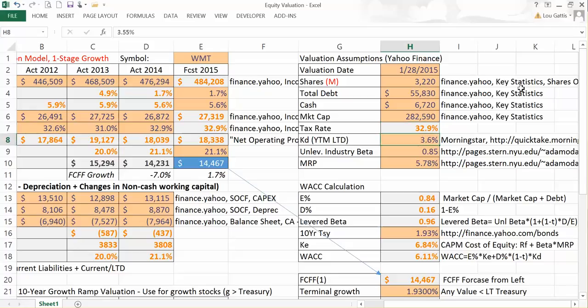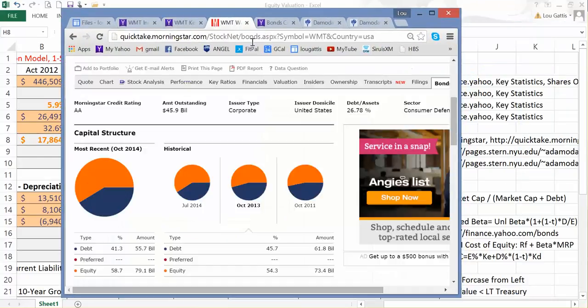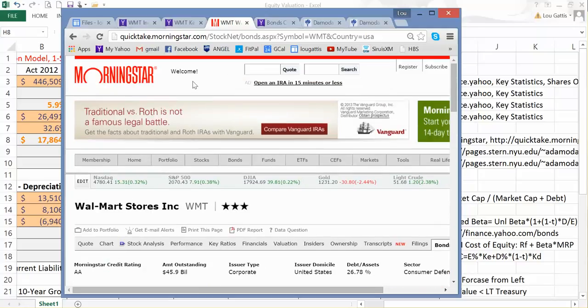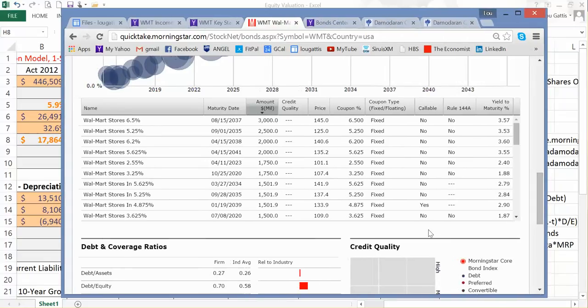The cost of debt, I am going to go to Morningstar and look at some of their long-term bonds and see what yields are on their long-term bonds. So I'll go to a Morningstar website. You can go to morningstar.com, or here's the actual address I used up here. Find the stock, and then I'll look at some of the stock's debt. So I'm looking for some fixed rate debt of long-term duration.